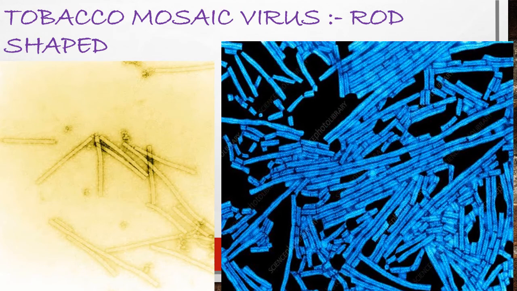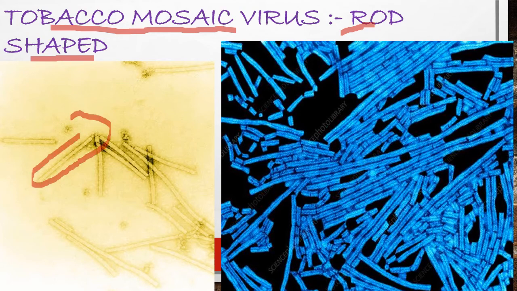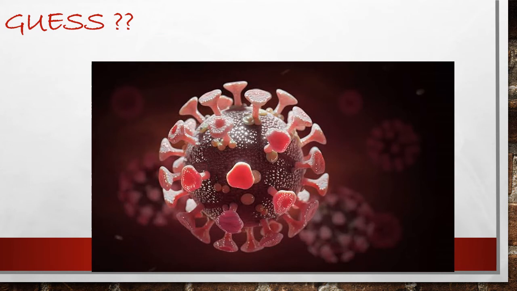Guess this shape, guys. It's looking like something like a rod, I think. So guess this shape. What is the shape? It's of tobacco mosaic virus, and tobacco mosaic virus looks rod shaped. You can easily identify this shape. It's straight, like a rod. So tobacco mosaic virus is rod-like. Now what is the next shape? How is it looking?